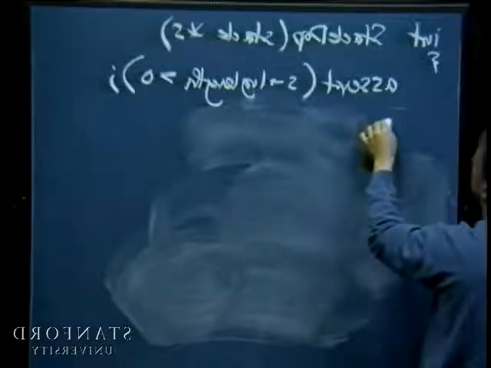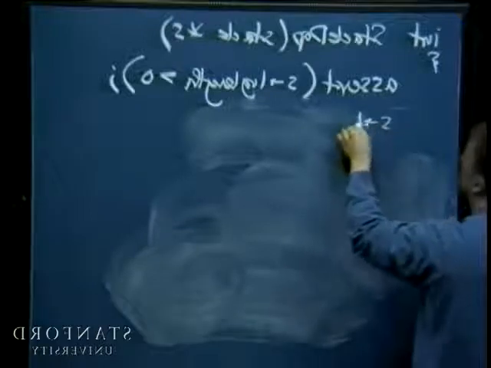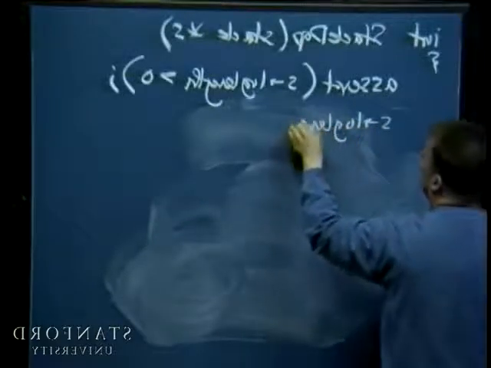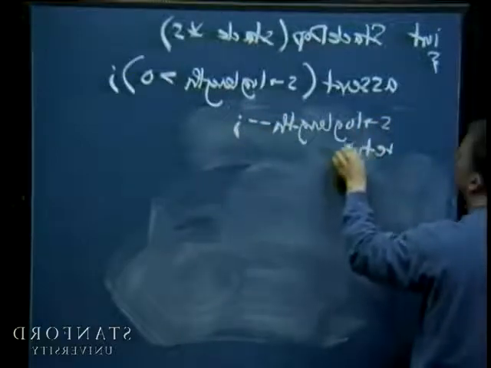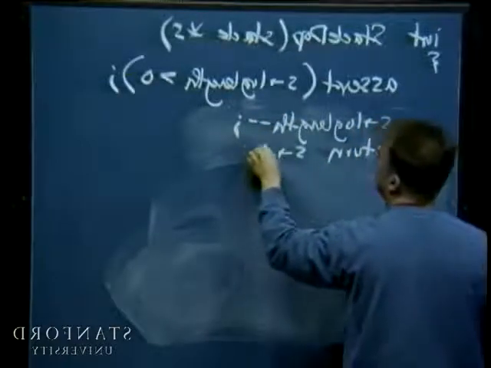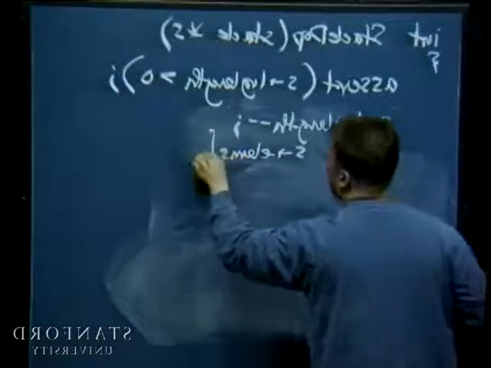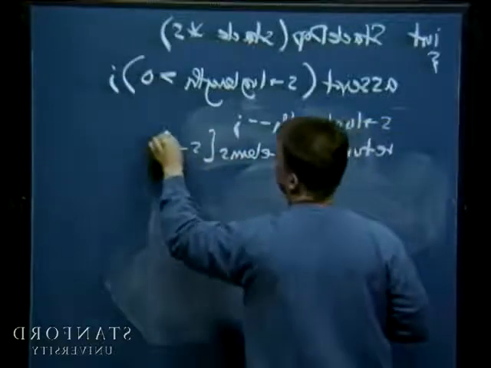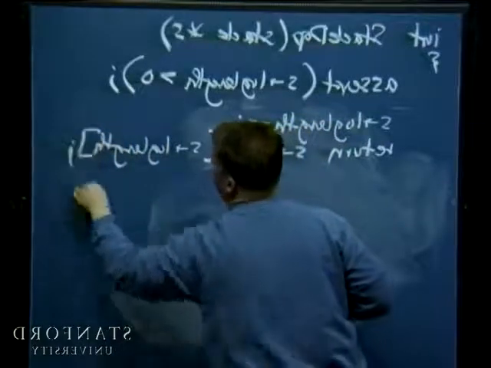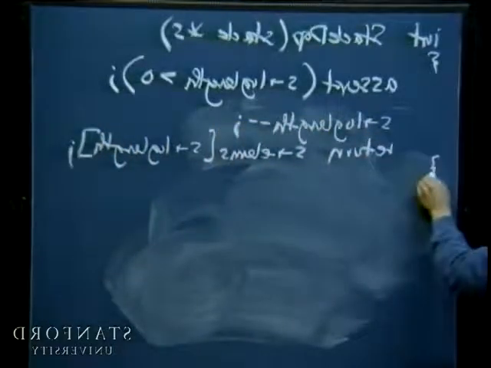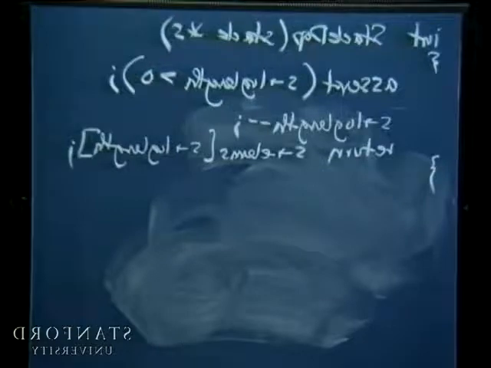So go ahead and do the following. s arrow logLength minus minus, and then return s arrow elems of s arrow logLength. The delta by 1 and the array access are in the opposite order here, I think for pretty obvious reasons.